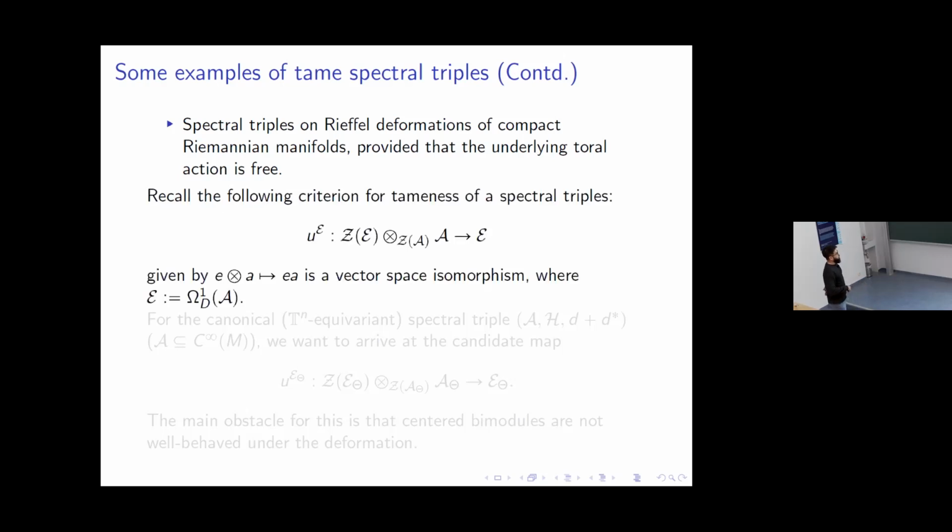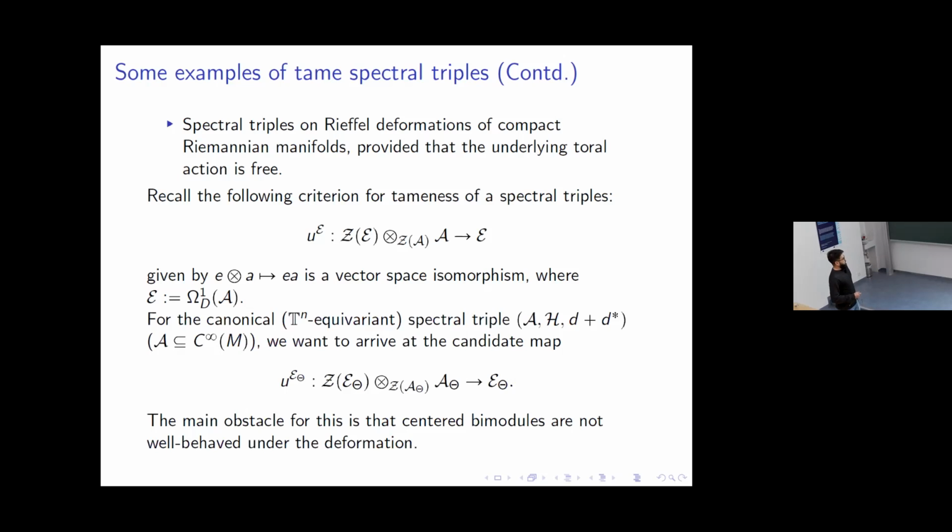Then recall one of the criteria for the tameness of a spectral triple, which is that this map needs to be an isomorphism. Now what we want to arrive at finally is, for C infinity M theta and E theta, where E theta would be our space of one forms, this candidate map. But the main obstacle is that centered bimodules by themselves are not well behaved under theta deformations. For example, if A was C infinity M, then the center of E is the whole of E. So this isomorphism is just the identity and there's nothing to be deformed.